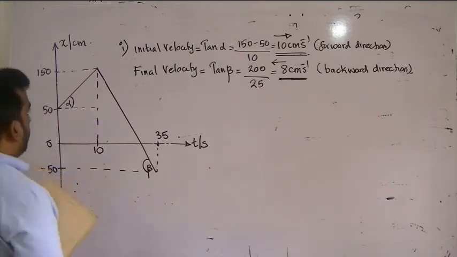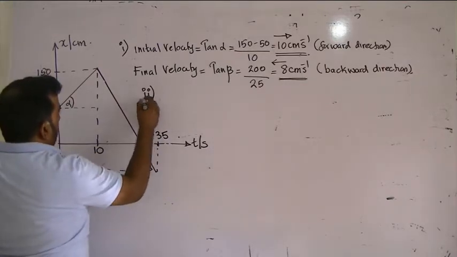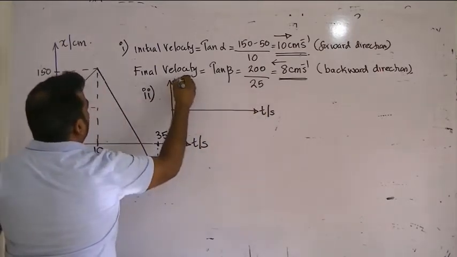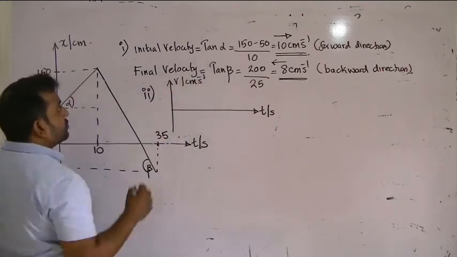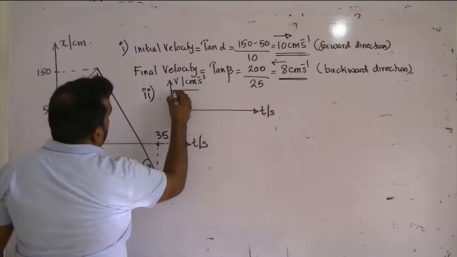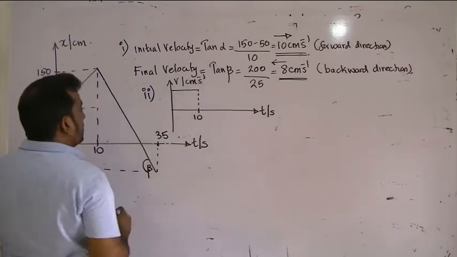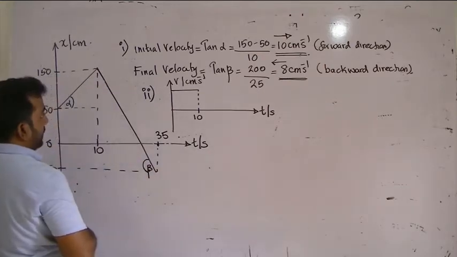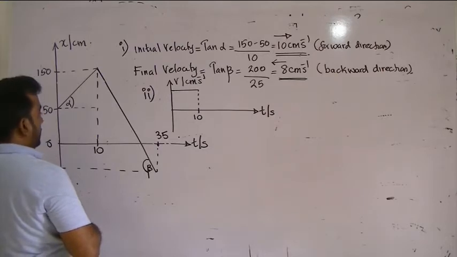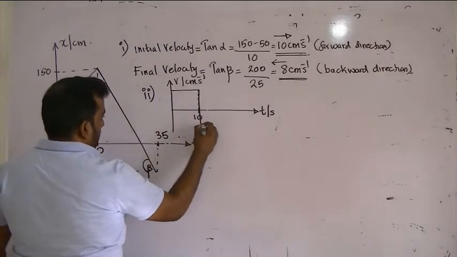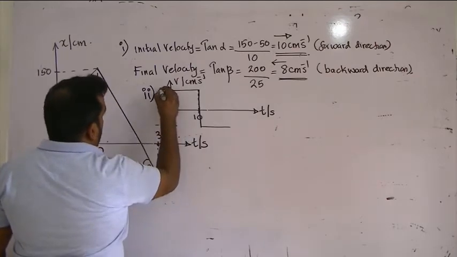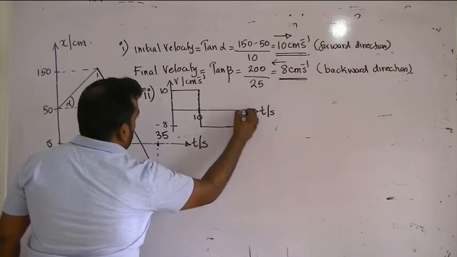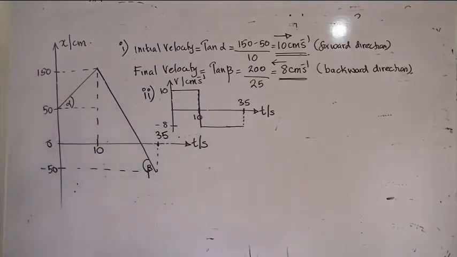Draw the VT graph for the whole motion. I'll do this in centimeter per second. Forward is 10 centimeter per second for 10 seconds. Then, instantaneously going backwards, 8 centimeter per second for how much time? 35 seconds.